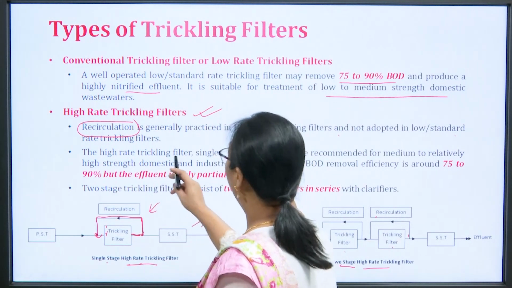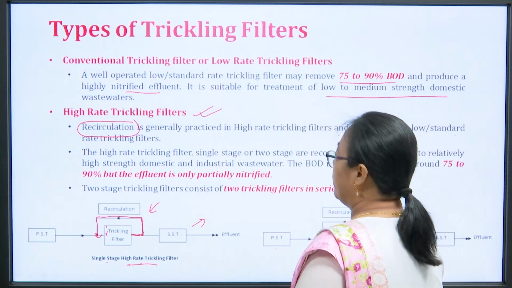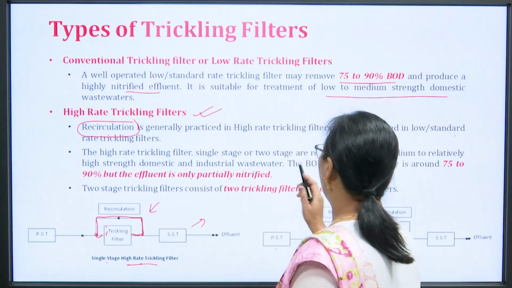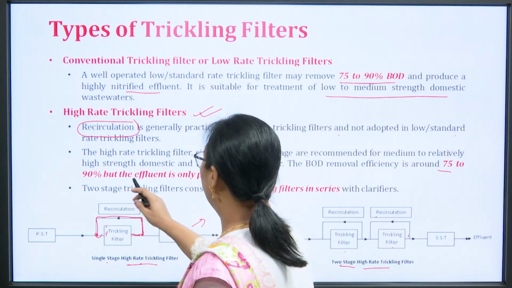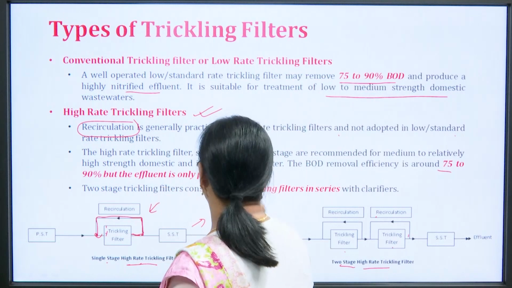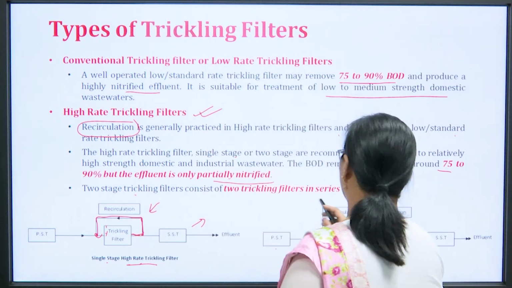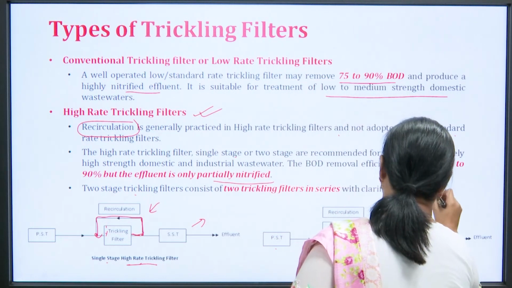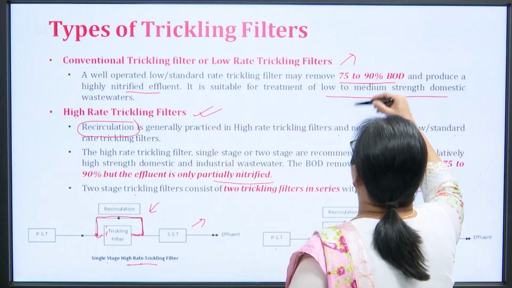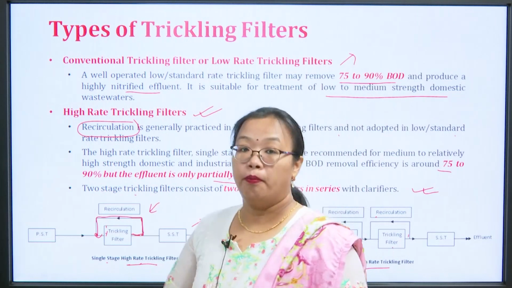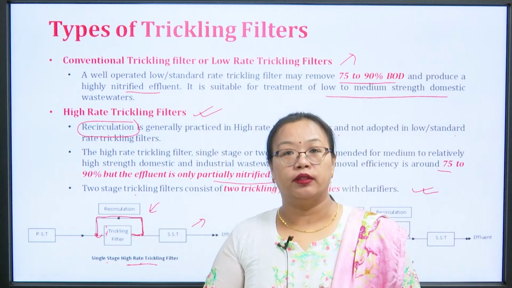The high rate trickling filters, single stage or two stage, are recommended for medium to relatively high strength domestic and industrial wastewater. BOD removal efficiency is around 75 to 90%, but the effluent produced is only partially nitrified. A two-stage trickling filter consists of two trickling filters in series with clarifiers. The effluent coming out of this is very highly nitrified and very good, but in the case of a high rate trickling filter, the effluent rate is different.